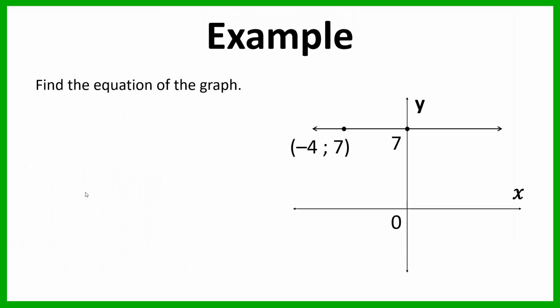Now this is a different kind of graph. It's also linear, but you can see that it doesn't have an x-intercept. It goes through the y-axis at 7, and it goes through the point (-4, 7). So this is an example of a horizontal graph. It has 2 points where the y value is the same. They're both 7. Let's have a look at how we would get the equation for this graph.